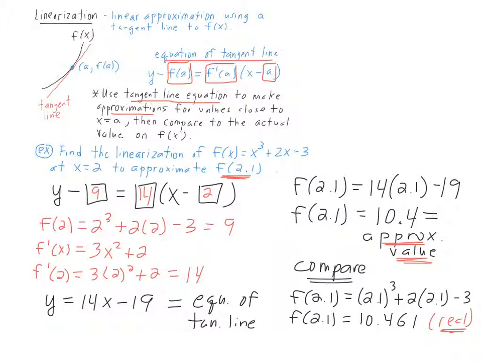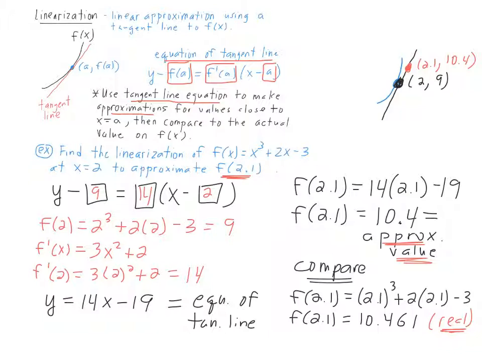So if we were to kind of blow this up a little bit at this point of tangency. Okay, here is our tangent line. Okay, this is the point 2 comma, what do we say, 9. Okay, that's this point right here. Now, what we were trying to do in this problem was we were trying to figure out what it is at 2.1. Okay, at 2.1 on the tangent line, we got a y value of 10.4.